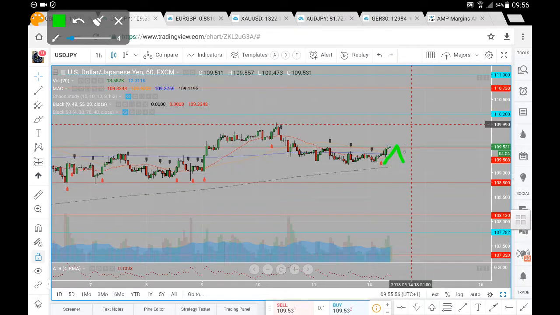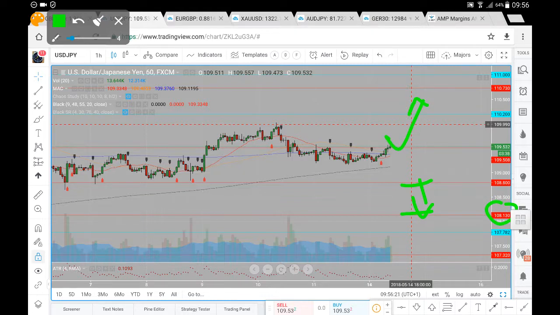If, however, we do fail to hold the 109.50, we are looking for moves possibly back down to the 109.20, successful break from which, well, we have to be aware of the 400 period moving average. We're looking for price head down towards the 108.80, and if we do not hold support at the 108.80, we're then looking for prices to break down towards the 108.13.